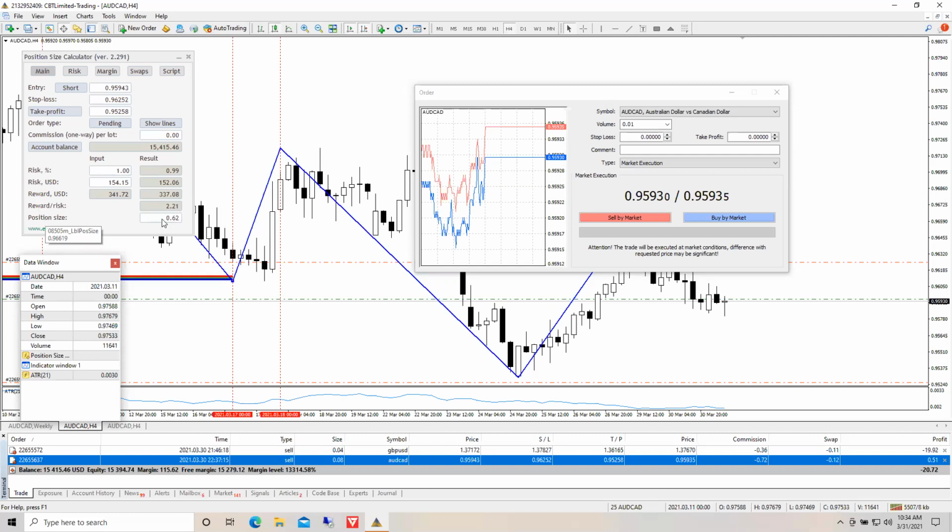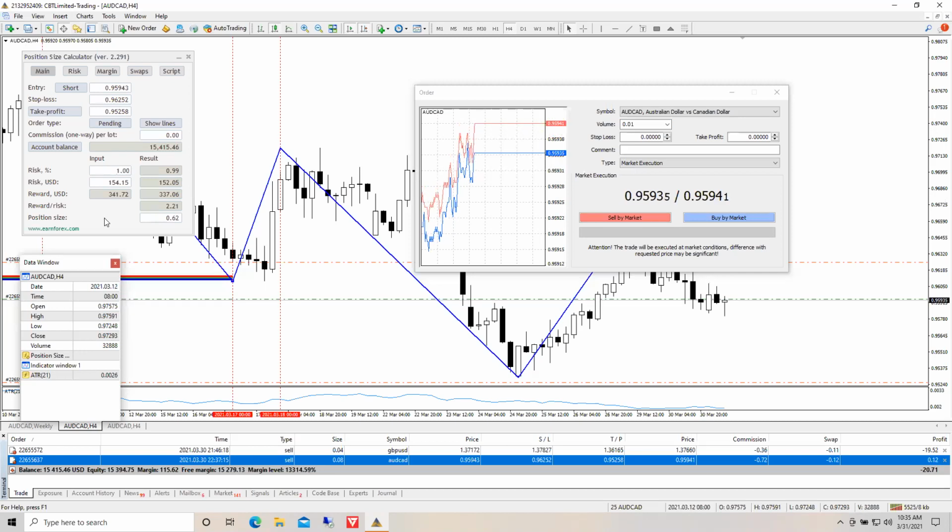And likewise, here is the correct position size based on the account size of $15,415.46, the fact that I want to risk 1%, that my entry is at that level and my stop is at that level. And obviously it will also pull in the exchange rate for the term currency, which in this case is the Canadian dollar. So it'll pull in the inverse of the USD CAD. And you won't need to worry about any of that.